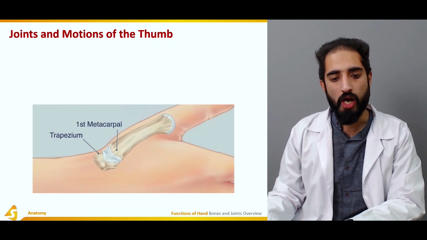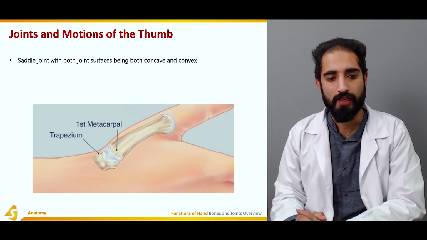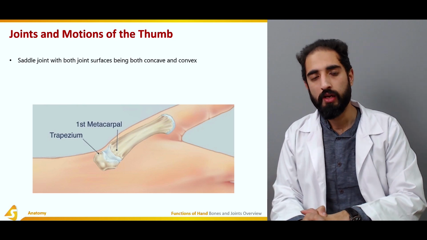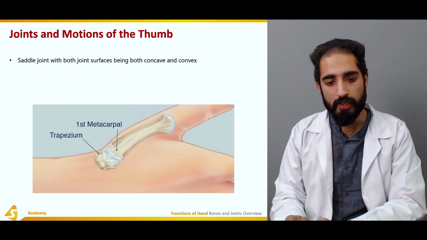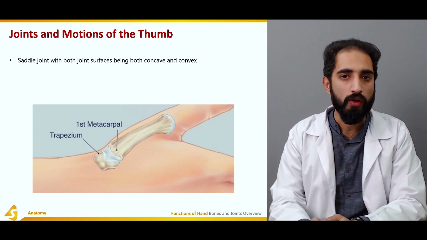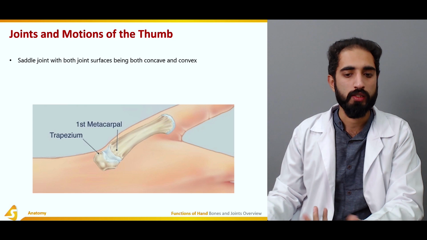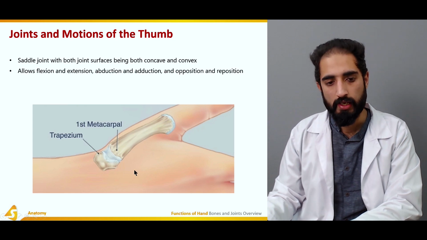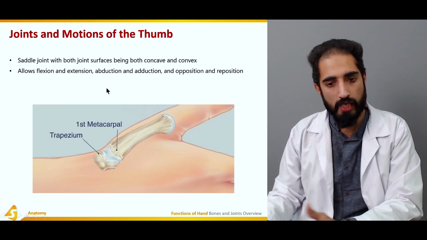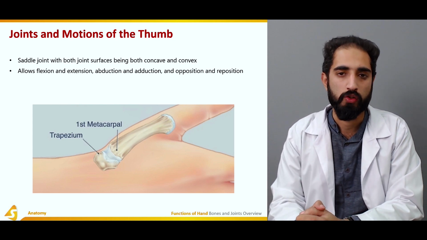Now, talking about the carpometacarpal joint, it is a very special joint because it is a saddle joint and it has 2 degrees of freedom. But it is special in the sense that each bony partner is concave in one orientation and convex in another orientation. So the saddle joint, with both joint surfaces being concave and convex, allows flexion and extension as well as abduction and adduction, and thus it is known as having 2 degrees of freedom.